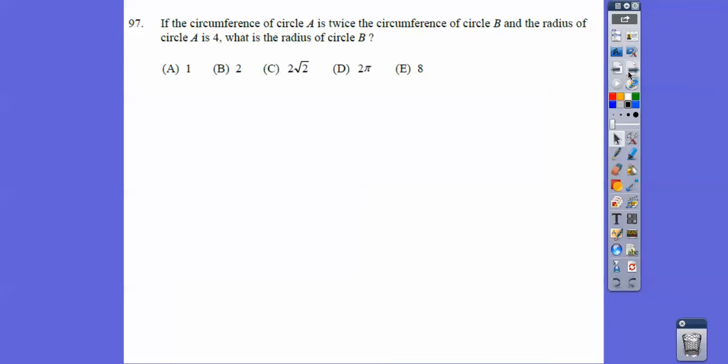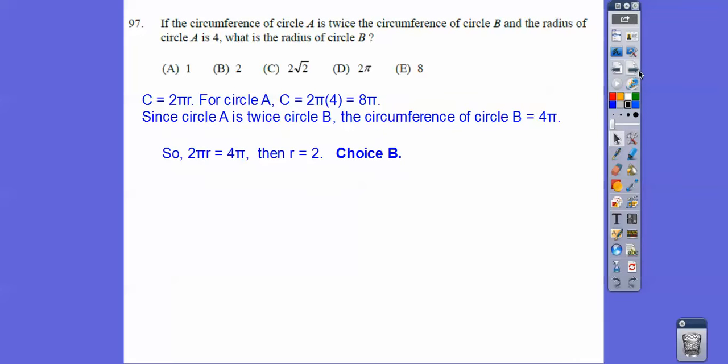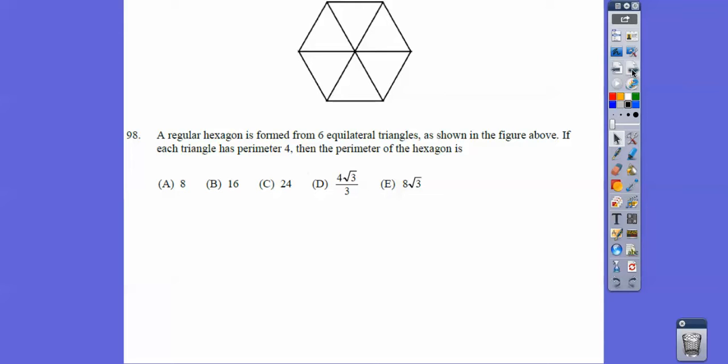All right, so the circumference of circle A is twice the circumference of B, and the radius of A is 4, what's the radius of B? Okay, I kind of worked backwards on this. So circumference is 2 pi r, so it's going to be 8 pi, there's A. And since circle A is twice B, then B is going to be half of that, so it's going to be 4 pi. So 2 pi r equals 4 pi, you get r equals 2. Okay, choice B. If you have another way to do that, fantastic.